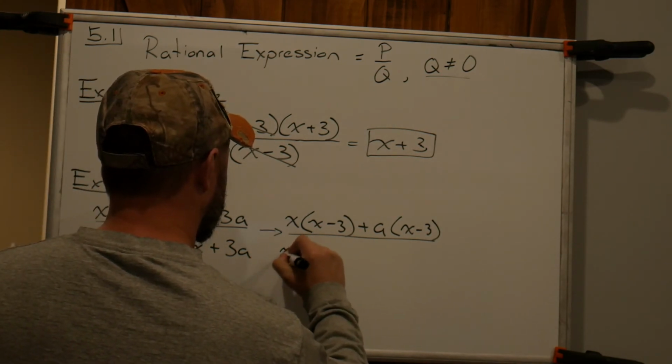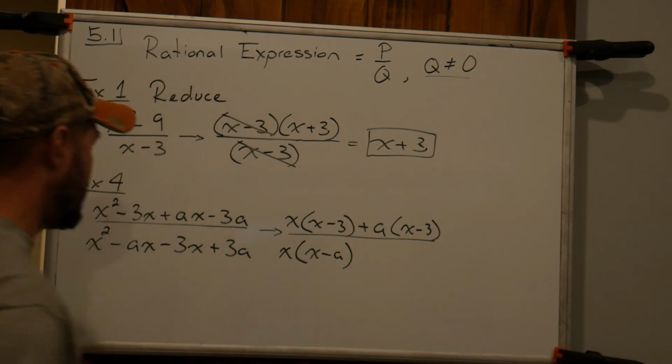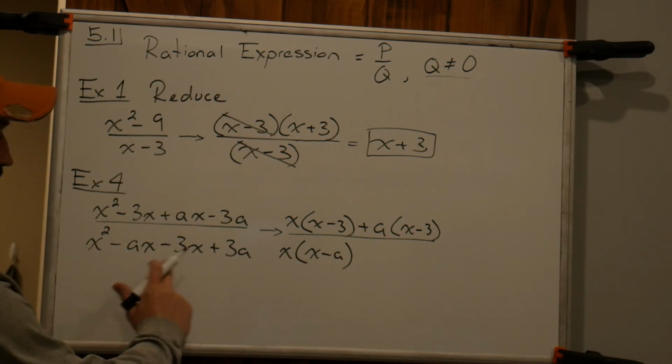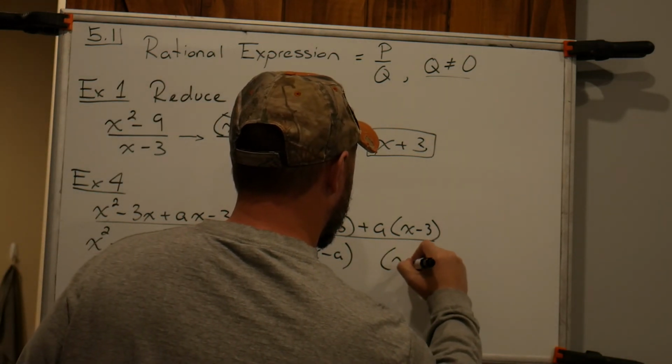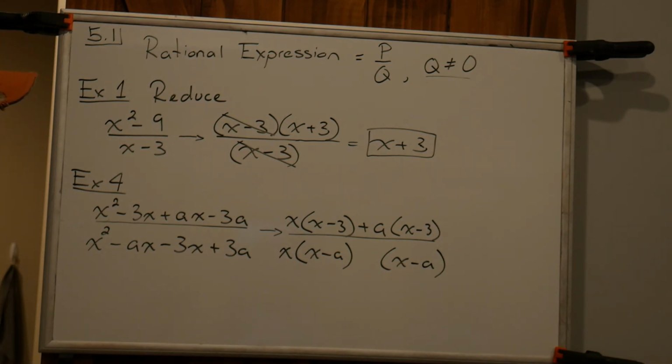So I'm going to pull out an x, and I'm left with an x minus a in this case. Now, again, I want an x minus a because then I would have a group and then I'd be able to pull it out.